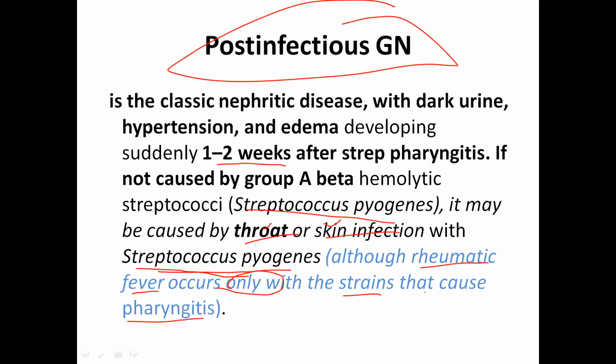Again, the strains of Streptococcus pyogenes causing skin infection or impetigo, as well as pharyngitis, can cause glomerulonephritis. But when we come to acute rheumatic fever, only the strains of Strep pyogenes causing throat infection cause acute rheumatic fever, and those strains that cause impetigo or skin infection don't cause acute rheumatic fever.